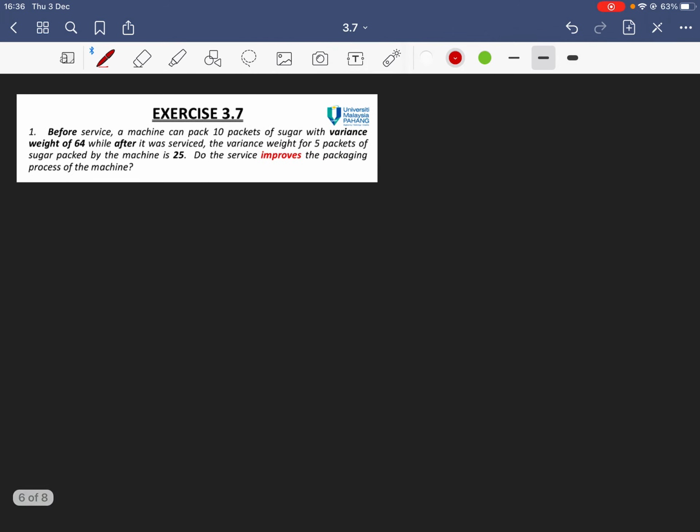Okay, let's do exercise 3.7 number 1. Before service, a machine can pack 10 packets of sugar with variance weight of 35. So you will have before service and after service. Okay, can pack 10. So before can pack 10 with variance S square 64. After, the variance weight for 5 packets of the sugar pack was 25. Does the service improve the packaging process of the machines?